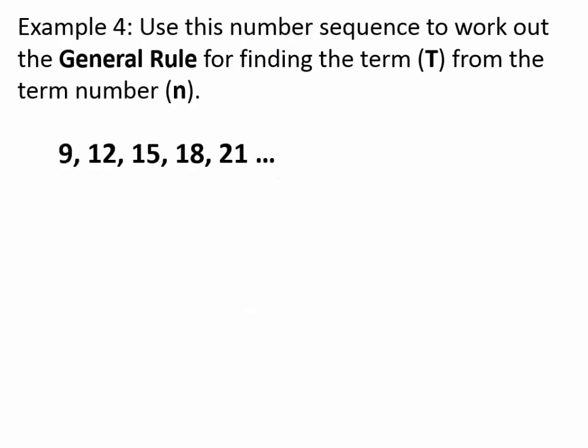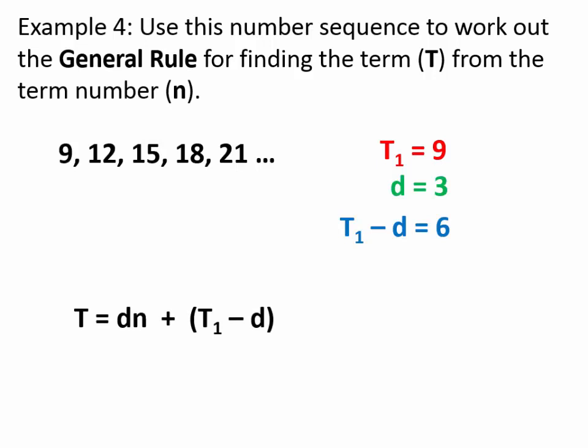Now you don't need a table, a number sequence will be fine to work out the general rule. Remember, the first thing you do is write down the first term, so t1 equals 9. Then we work out the common difference, so take the second number and minus the first number, we get 3. Then we take our first number and we subtract the common difference, so 9 take away 3 is 6. Then we use our formula to work out the general rule, and in this case it's going to be t equals 3n plus 6, because of the values I've just worked out.